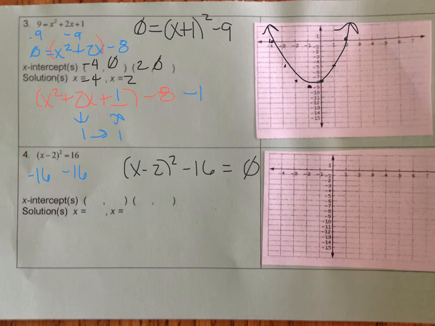It's already in vertex form, so no converting is needed, and my vertex is going to be (2, negative 16). With an a value of 1, I can follow my pattern, 1, 1, 2, 4, 3, 9, and then 4, 16.